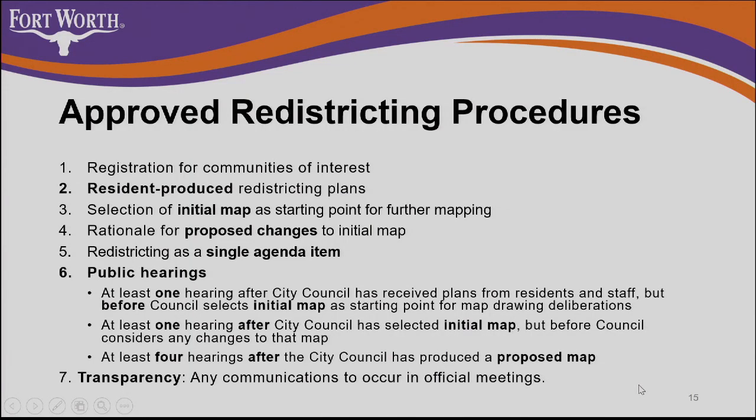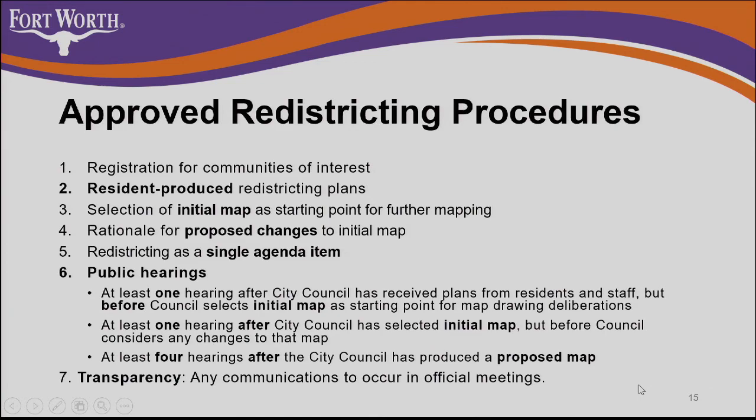Redistricting is a single agenda item. This is something that the task force specifically recommended. If the city council is going to be talking about maps and drawing maps, that can't be done as an incidental part of an ordinary city council meeting. They have to have a meeting specifically called for the purpose of redistricting. So that will shine a bright light and make the public aware of what the city council is doing. The whole purpose is to be transparent, to do everything in the sunshine.